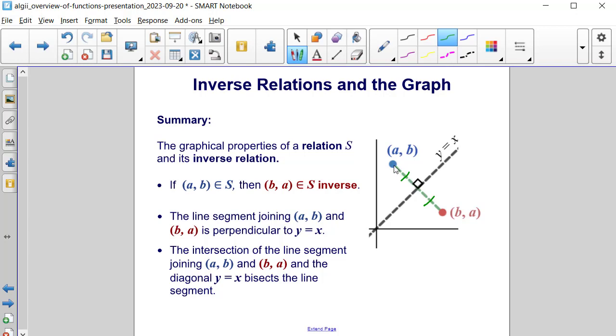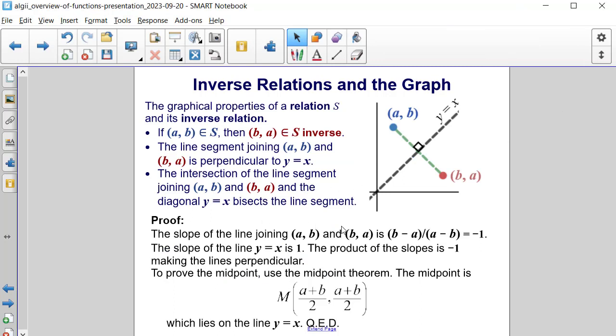This means that they are equidistant from the line of reflection y equals x. So this distance from AB to the line y equals x and the distance from the line y equals x to BA are congruent to one another. Here's a proof explaining the properties of a relation and its inverse relation. Primarily, the second and third bullet points are being proven here.